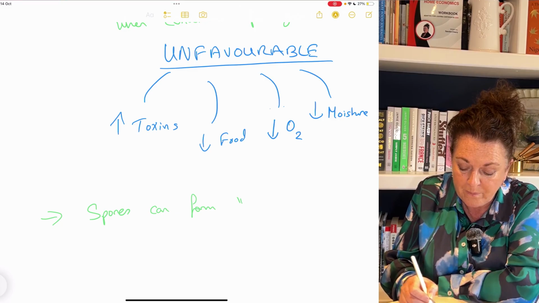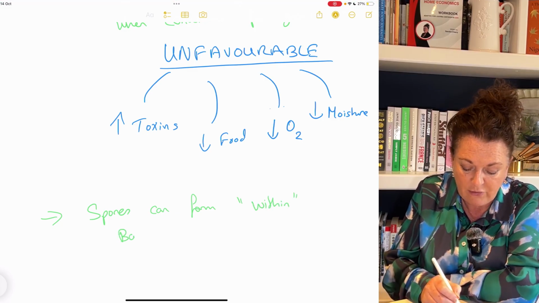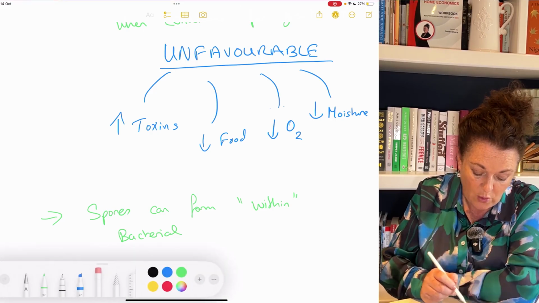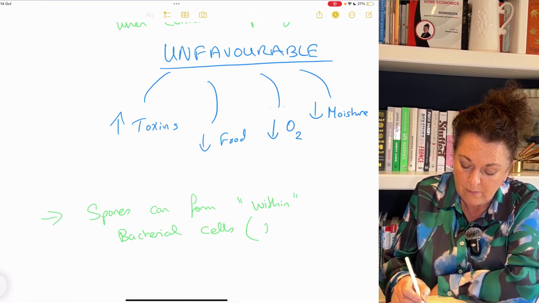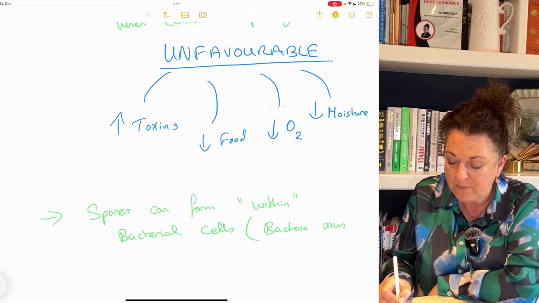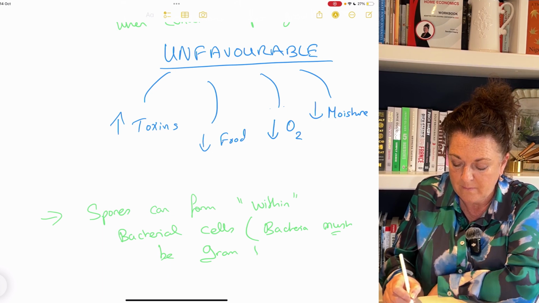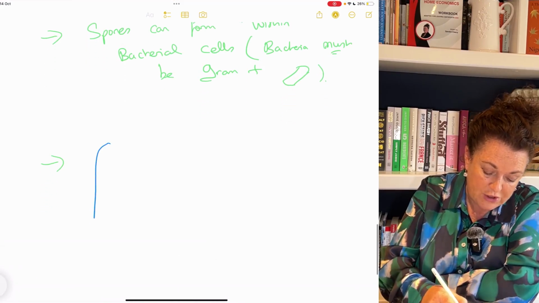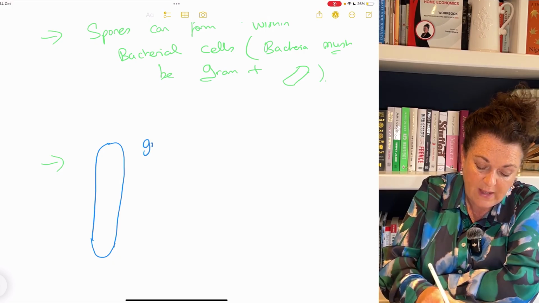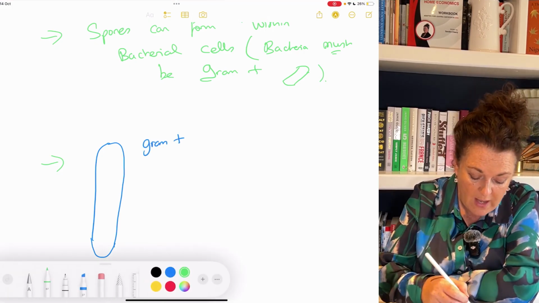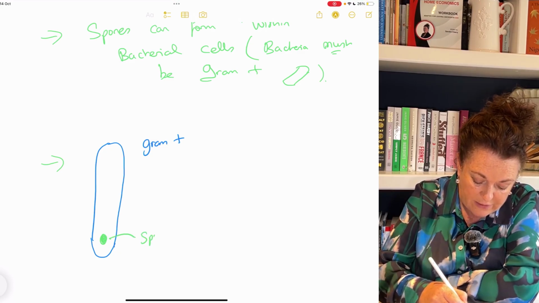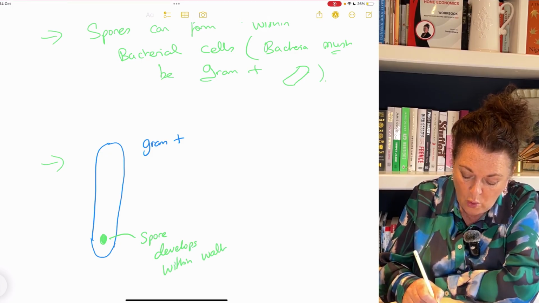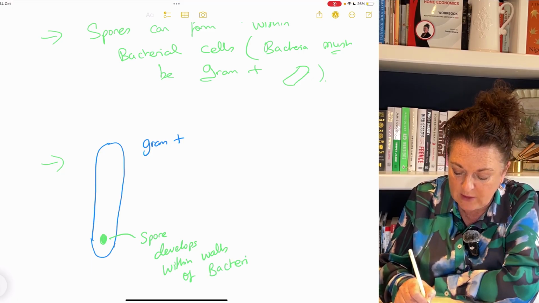And when the conditions are unfavourable, spores can form within bacterial cells, but only in bacteria that are gram-positive. The bacteria must be gram-positive. So you need to know the following diagrams. I would take a rod-shaped bacteria, no flagellae, and it's a gram-positive bacteria. And inside that bacteria, a spore develops within the walls of the bacterium, which is a singular bacterial cell.